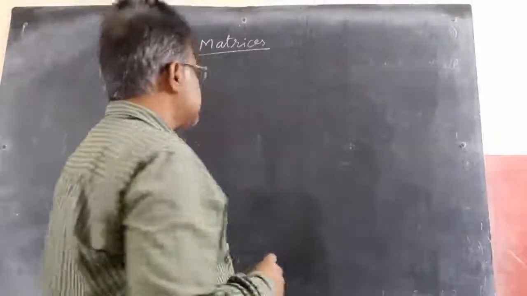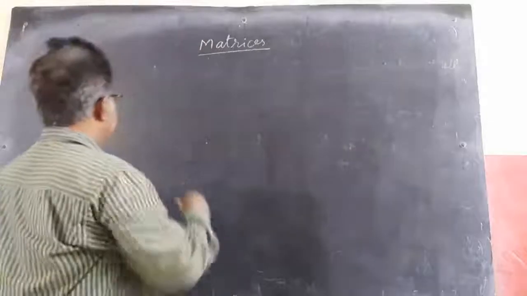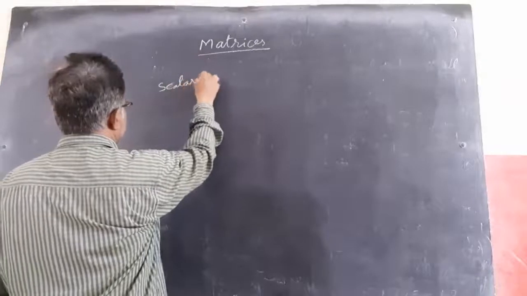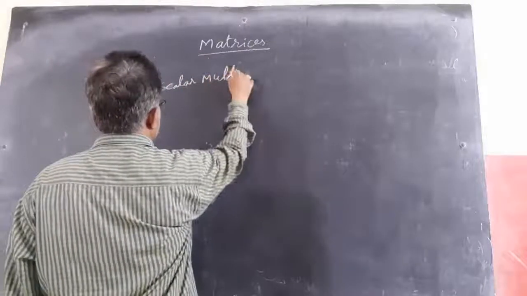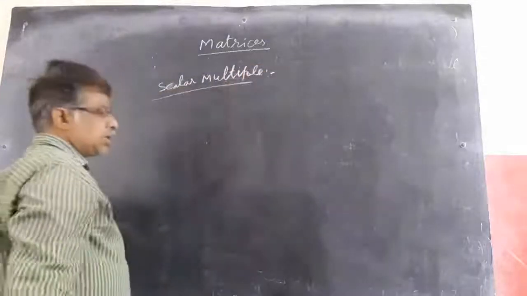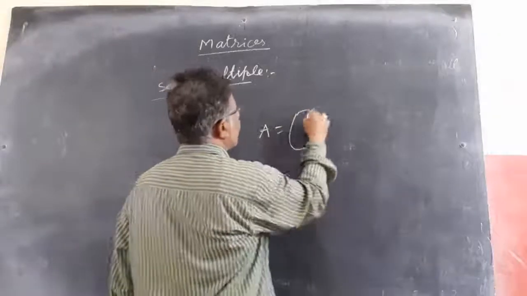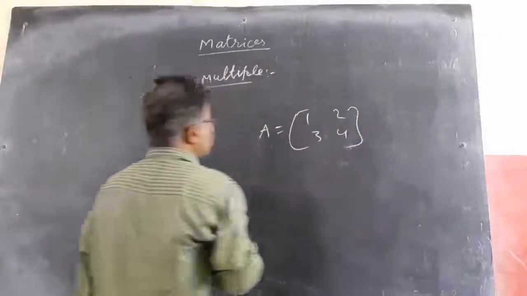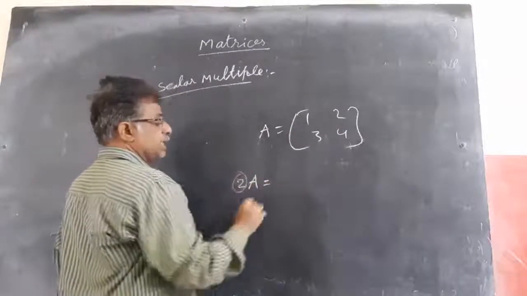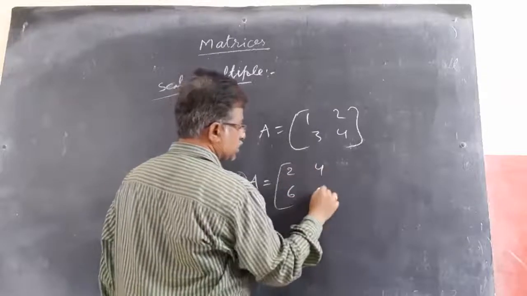Next, scalar multiple with a matrix. What is a scalar multiple? Take some scalar quantity k or some alpha, your choice, 5. A equal to 1, 2, 3, 4. Then if I multiply A with 2, 2A, 2 is a scalar quantity here. So 2 into A: 2 times 2 is 4, 2 times 3 is 6, 2 times 4 is 8.